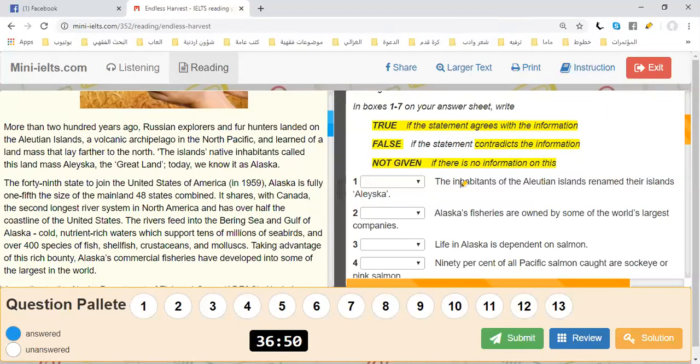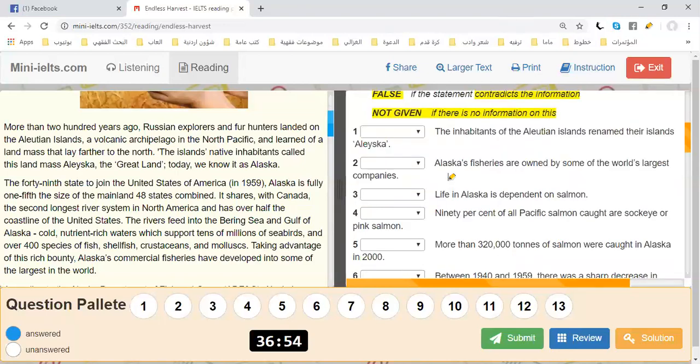So, let's highlight. Today we will do true, false, or not given questions. We will start highlighting the keywords. The inhabitants. Inhabitants means dwellers or the people who live in the place, residents, of Aleutian. It's in capital, so it's the name of a place, islands. It's actually a name of islands, renamed their islands Alaska. So the original people named their islands Alaska.